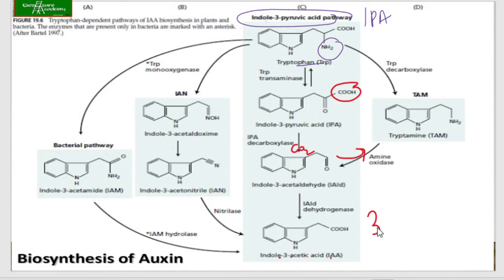3 enzymes: tryptophan transaminase, decarboxylase and dehydrogenase. Guys, you need to remember this, okay? That's why I'm repeating again and again. Okay. Now, coming to the IAN pathway.